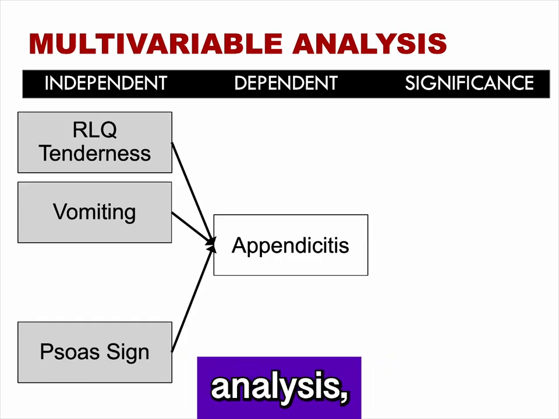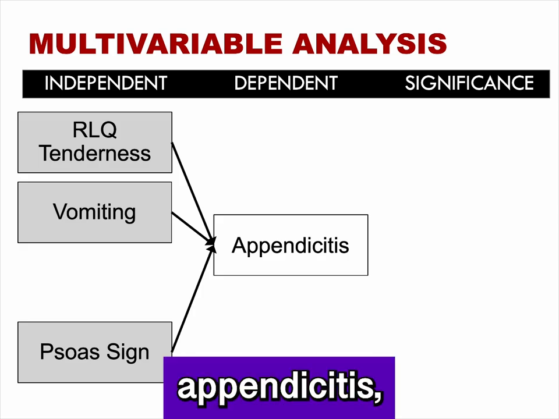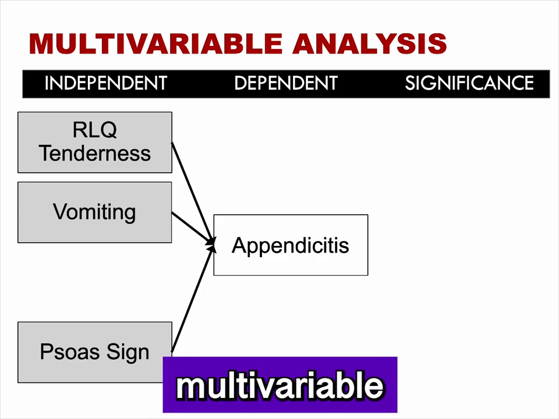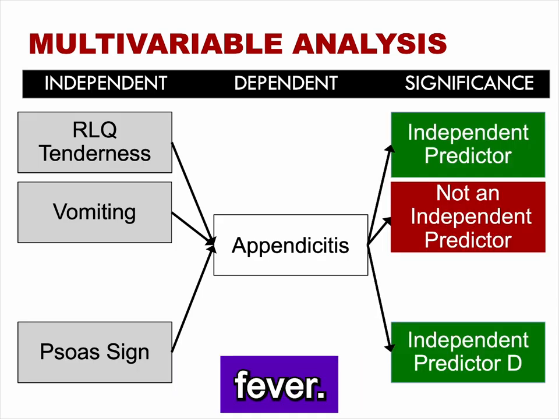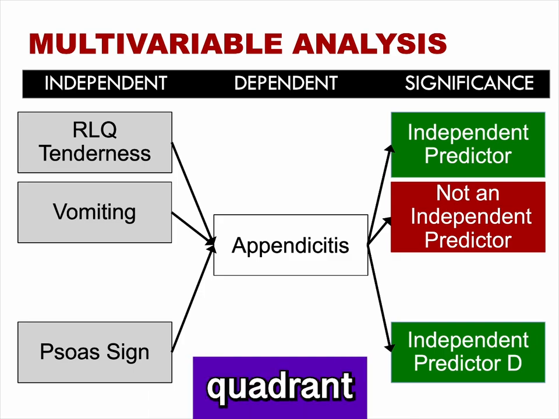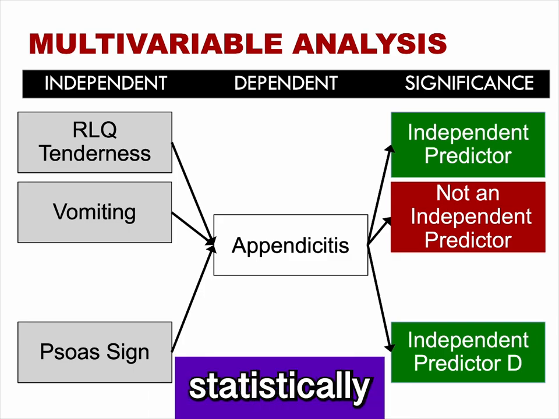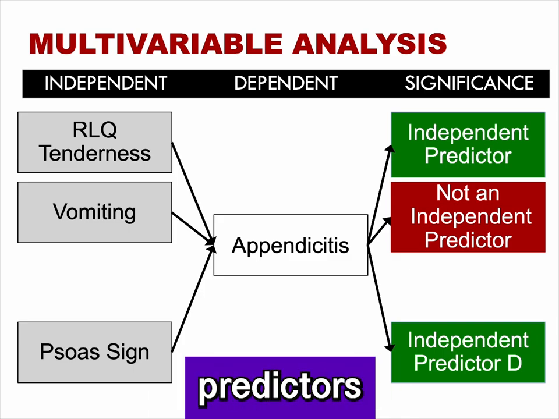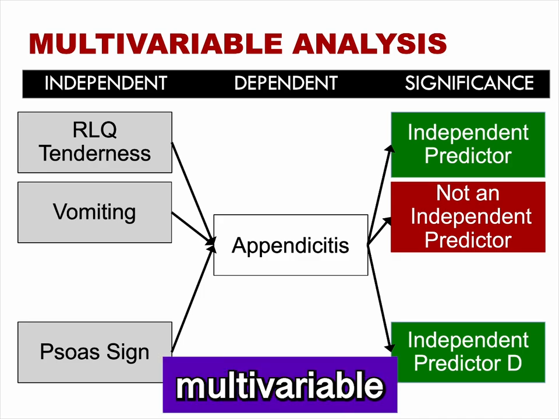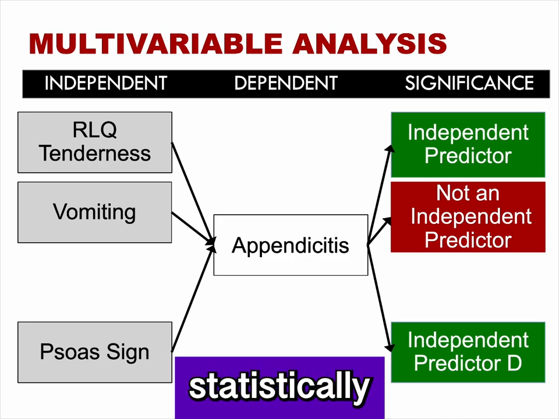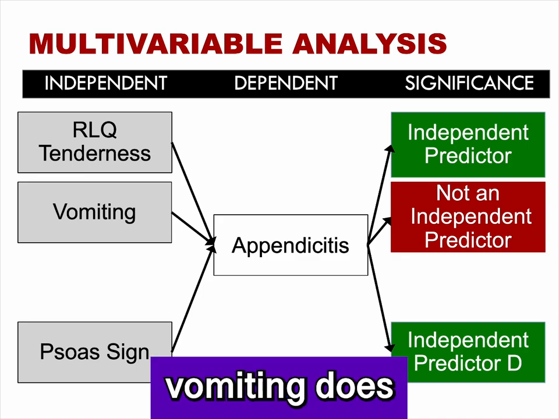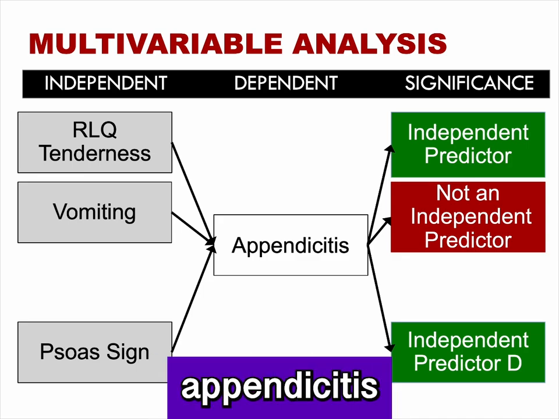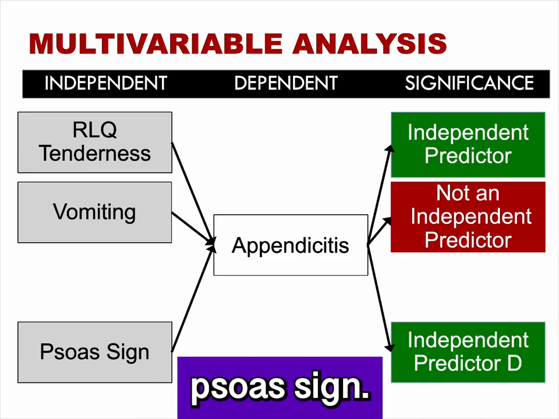In the bivariable analysis, right lower quadrant tenderness, vomiting, and psoas sign are statistically significant predictors of appendicitis, so we have included them in the multivariable analysis. We do not include fever. In the multivariable analysis, right lower quadrant tenderness and psoas sign are statistically significant independent predictors of appendicitis. Vomiting is not a statistically significant independent predictor of appendicitis. Inclusion of vomiting does not add to the prediction of appendicitis with right lower quadrant tenderness and psoas sign.